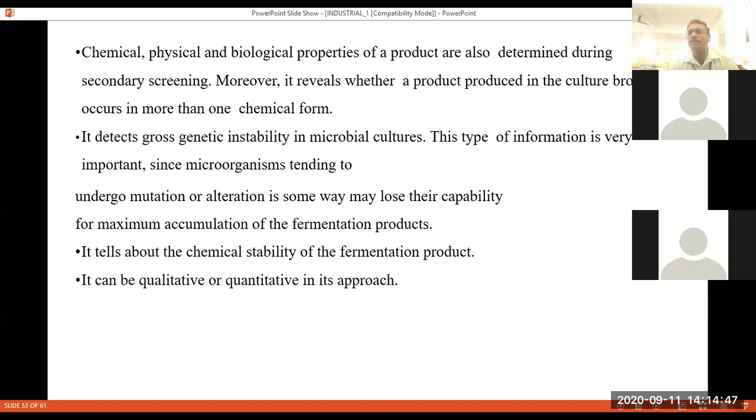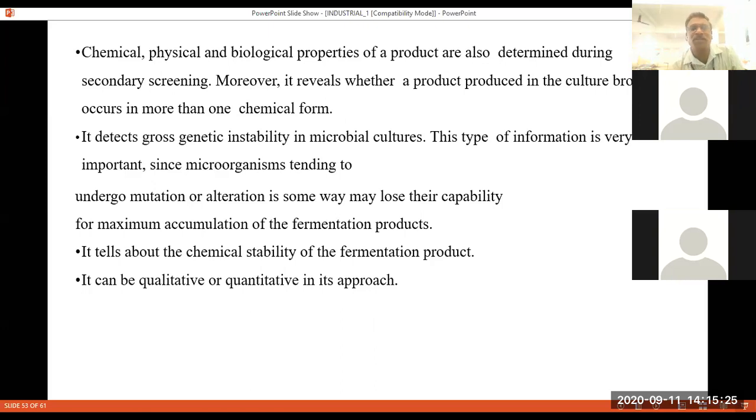It also reveals whether a product produced in a culture, or basically your broth, occurs in more than one chemical form, always, not in a single one. The secondary screening detects the gross stability, whether the culture is genetically stable or not, and whether that culture can undergo mutation by the mutagenesis process or not.